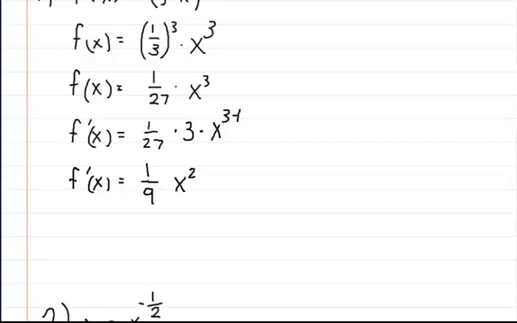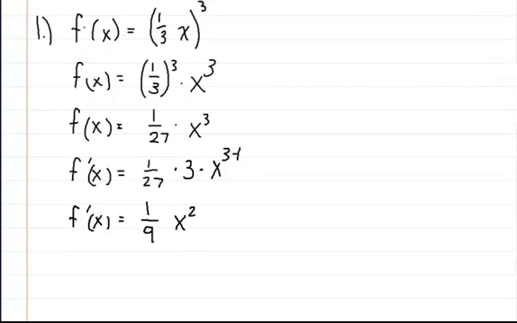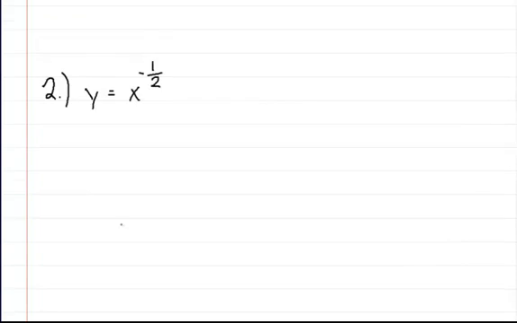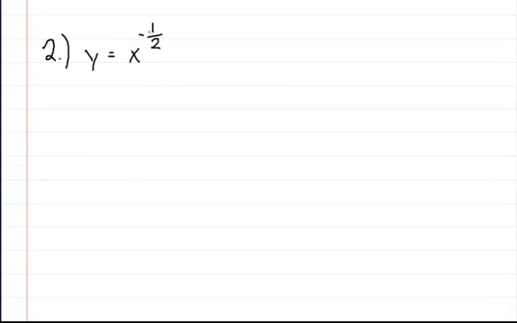And that's your answer. So the derivative of f of x equals 1/3 times x cubed is equal to this down here. So let's go on to the next problem. Now, how do you take the derivative of a negative exponent? Well, it's exactly the same way. So now we got y here. So the derivative of y.